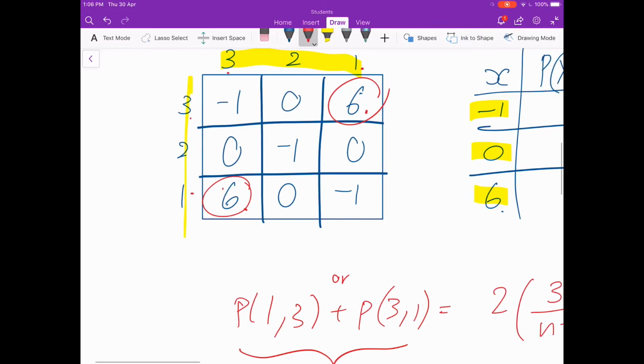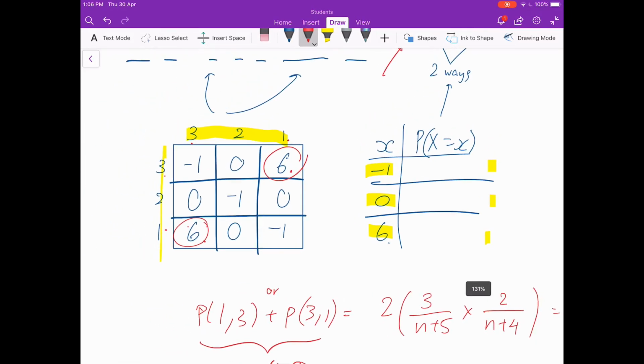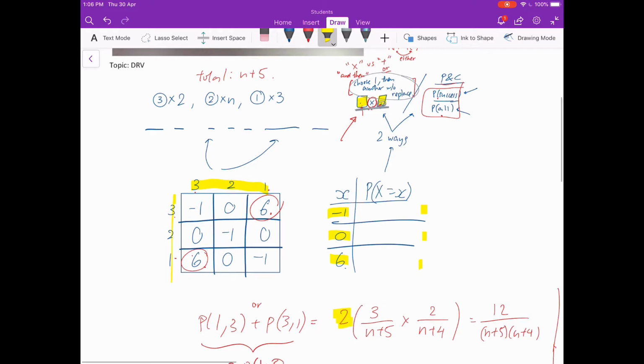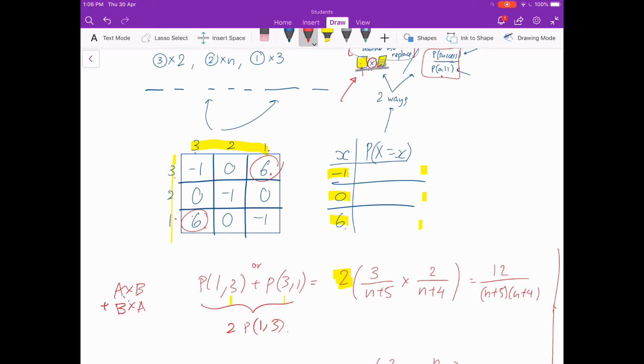So here's the calculation. See if you can understand this. Now how do I get this over here? Why did I do times 2? Because I observed that 1, 3 and 3, 1 actually have the same probability. The order just changes, right? Instead of A times B, you have the other one, plus B times A. Since the probability of B is the same and A is the same, you can just say it's like this. So that's what I'm going for here.